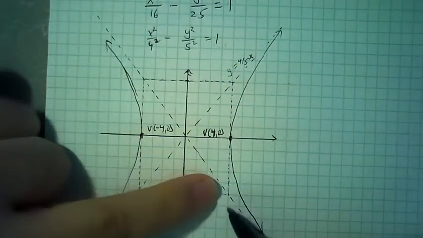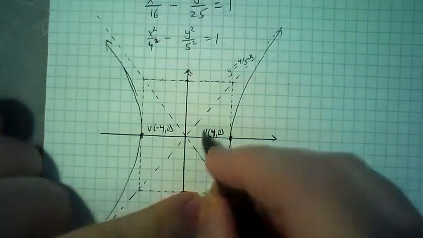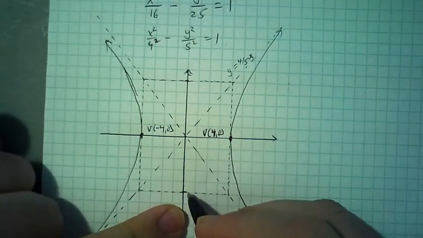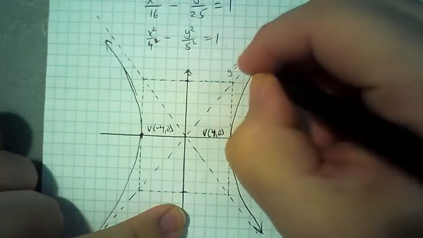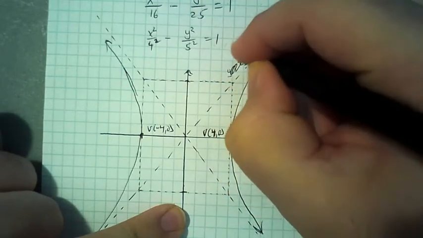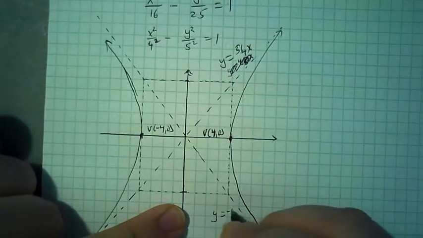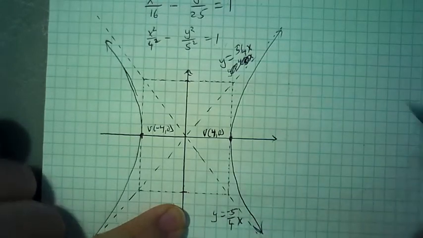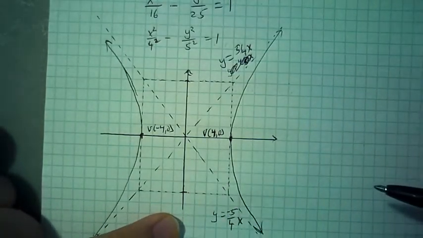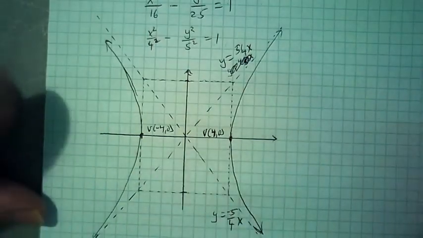And then this one, it's got the same slope but negative, down 5. Oh, I wrote that upside down. It was up 5 and over 4. And this one is down 5 and over 4, so negative 5/4 x. And that's my two asymptotes.